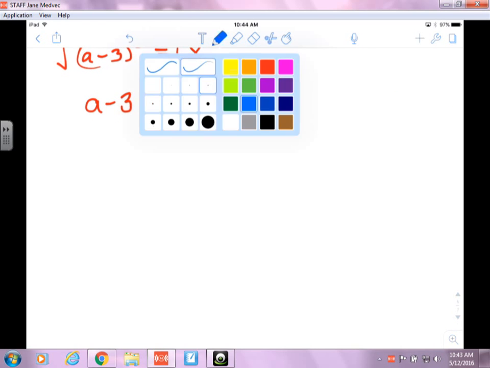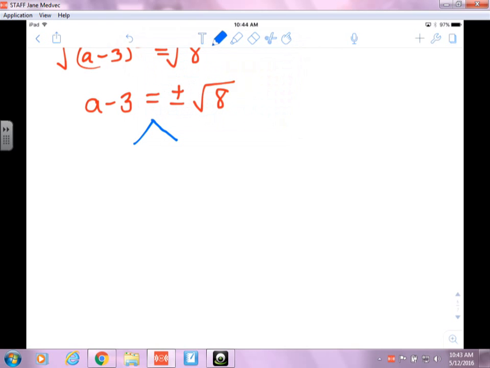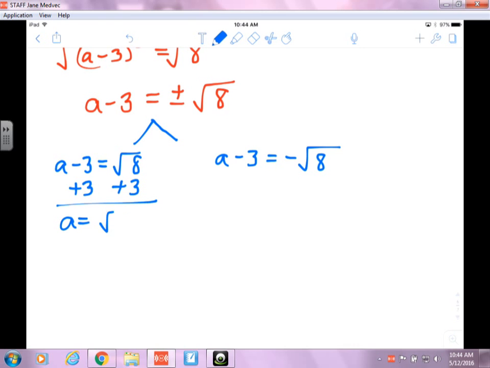I'm going to take this and split it off. I'm going to go a minus 3 equals the square root of 8. And I'm going to go a minus 3 equals negative the square root of 8. Notice that the negative is outside the radical, so we're doing okay. Some people like to cut it off earlier before that. It's kind of up to you. Okay, so I'm going to add 3 to each side, right? A equals the square root of 8, and then the plus 3 is on the other side.